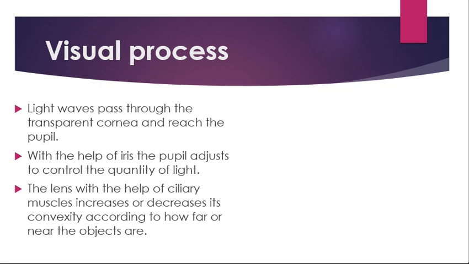The lens, with the help of ciliary muscles, increases or decreases its convexity according to how far or near the objects are. Then the light waves which pass through the vitreous humor form an inverted image on the retina. Having gone through the chemical changes, this image gets upright with the help of the optic nerve during the process of reaching the occipital lobe. In this way, the visual process is completed when the image actually reaches the occipital lobe.